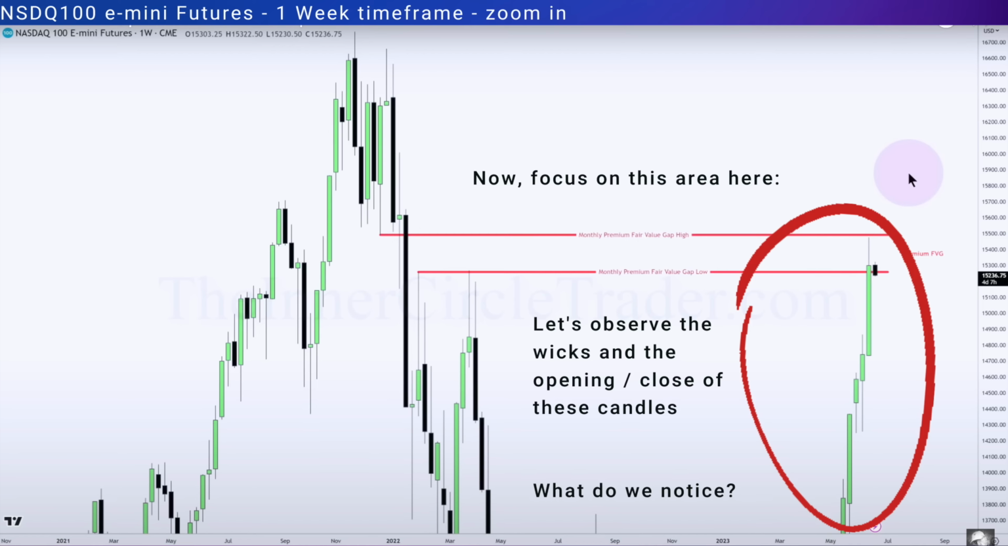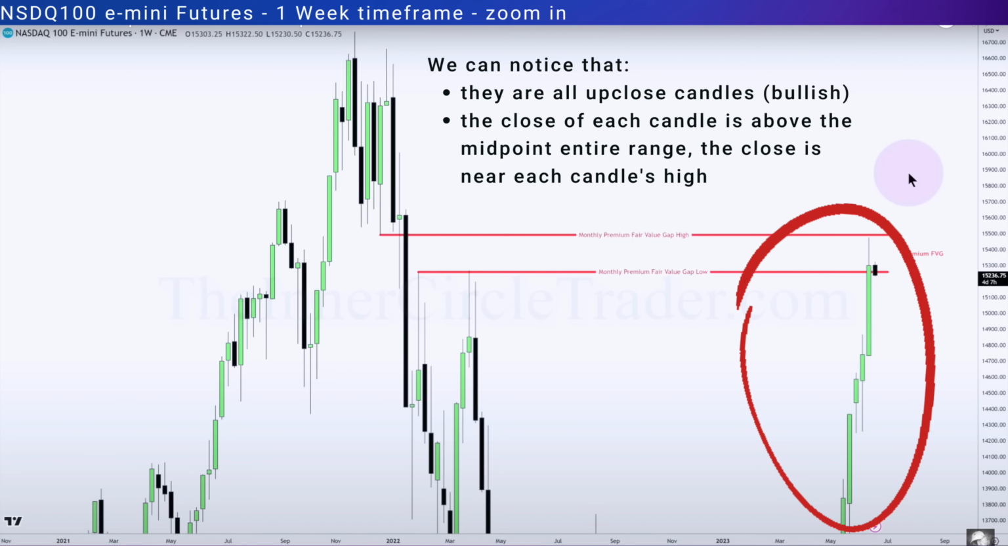What we are going to do now is focus on this area here. Let's observe the wicks and the opening and the close of these candles. What do we notice when we look at it very carefully? We notice mainly two things. All of these candles are bullish candles, and so they close higher than the opening price. But also we can clearly see that the close of each one of these candles is above the midpoint of the entire range, and so the close is near each candle's high.